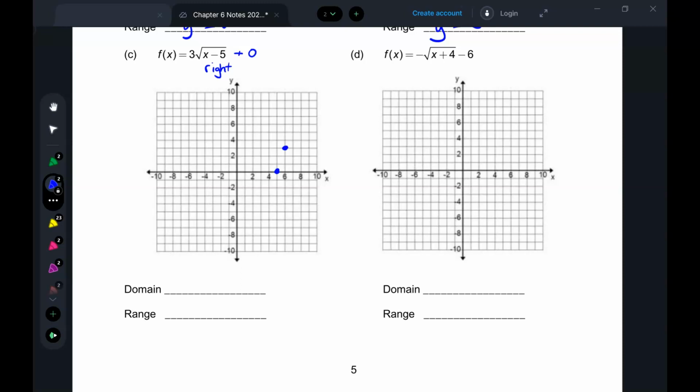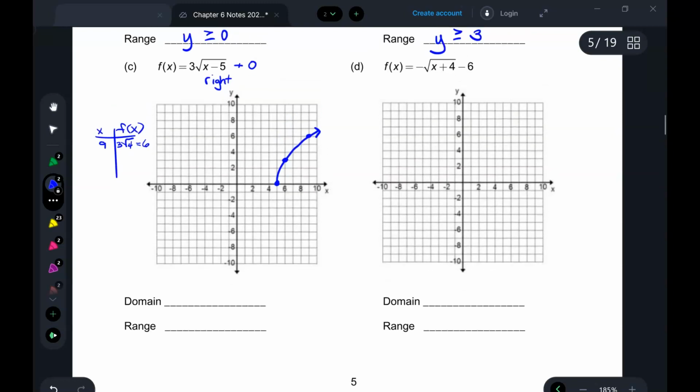So again, if you're not sure, just remember you can do a little table on the side for just a couple values if that's easy. Why did I choose 9 to plug in? Because then it would be 3 times square root of 4, which would give us 6. How would that give us 6? Because root 4 is 2. 3 times 2 gives us 6. Right.